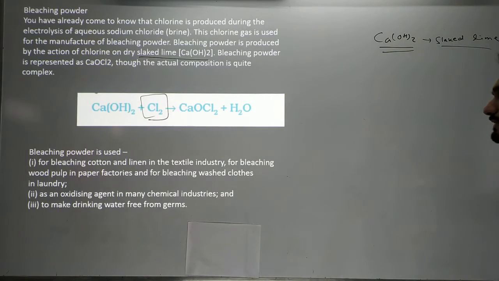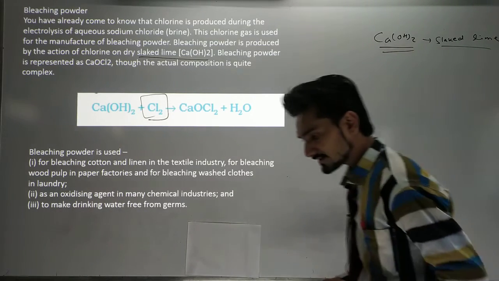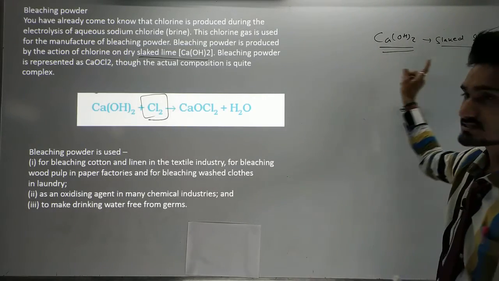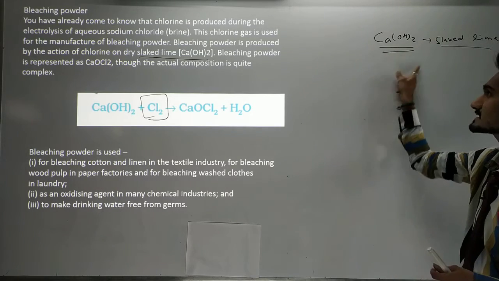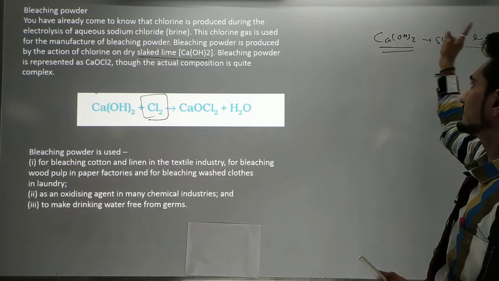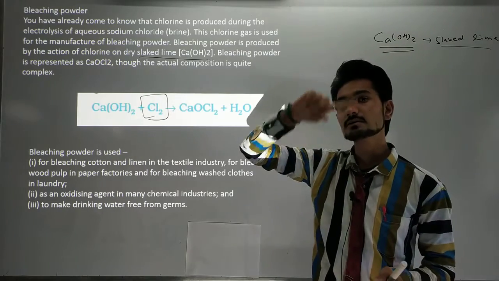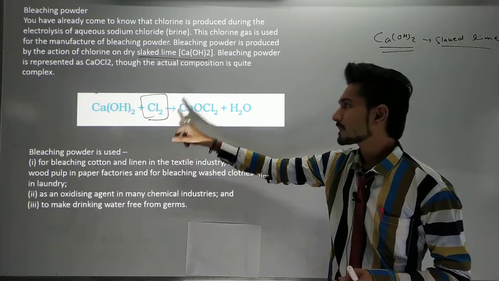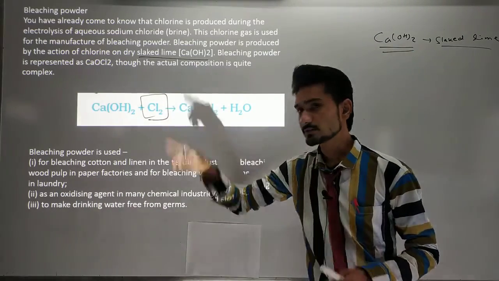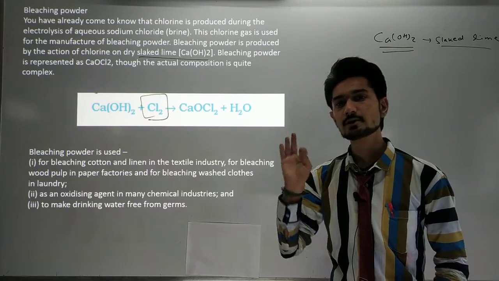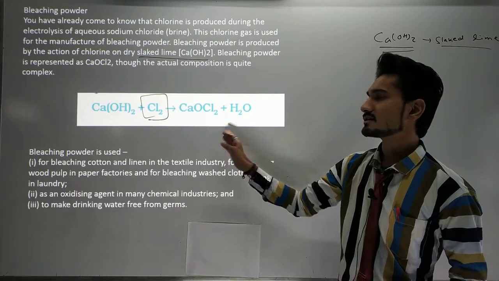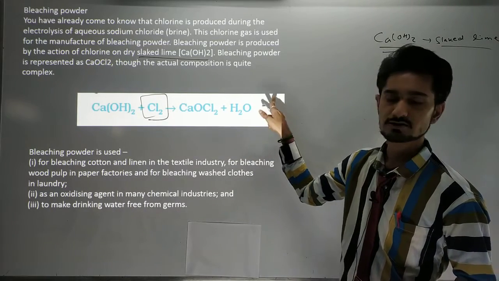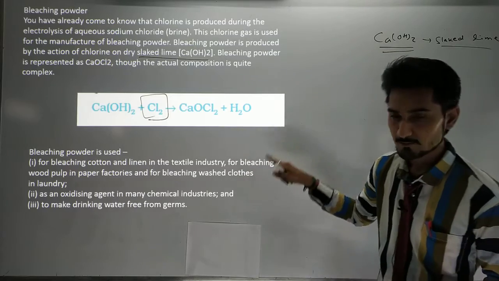Okay, and these are the bleaching powder's uses. Once again I will repeat: whenever we react slaked lime, what is the formula for slaked lime? It is calcium hydroxide, Ca(OH)2. If I react this calcium hydroxide with what? With the byproduct that came from the chlor-alkali process, that is chlorine. If we react both of them, it makes CaOCl2, calcium oxychloride, in other words the bleaching powder, and it also releases water.